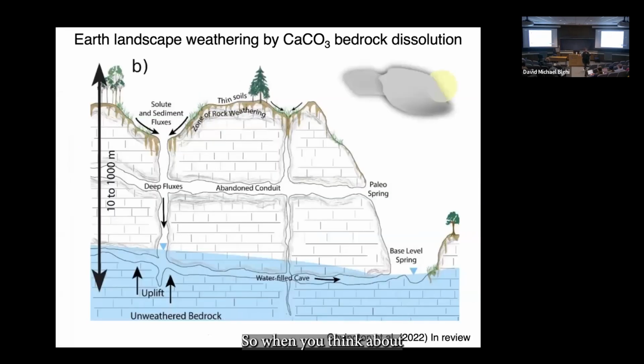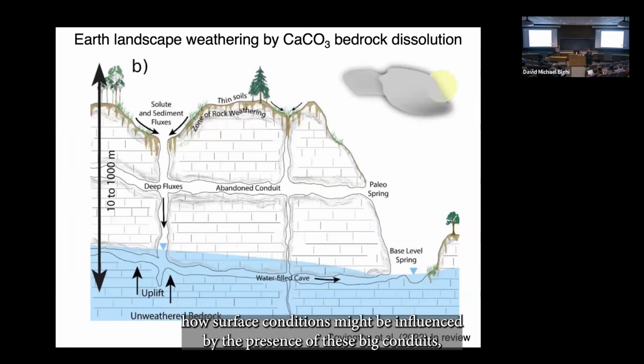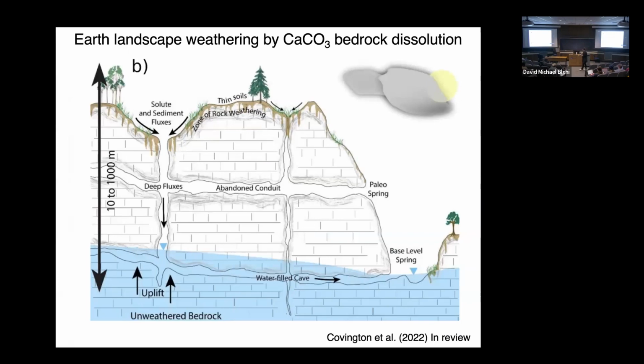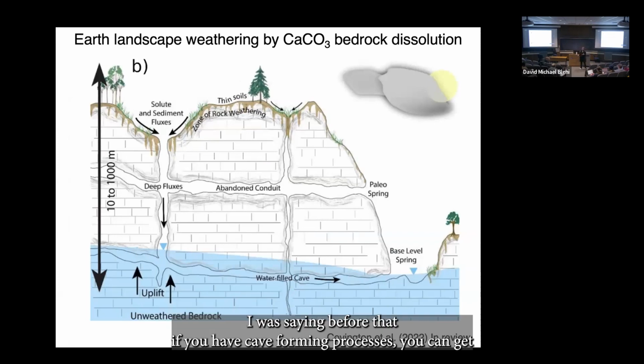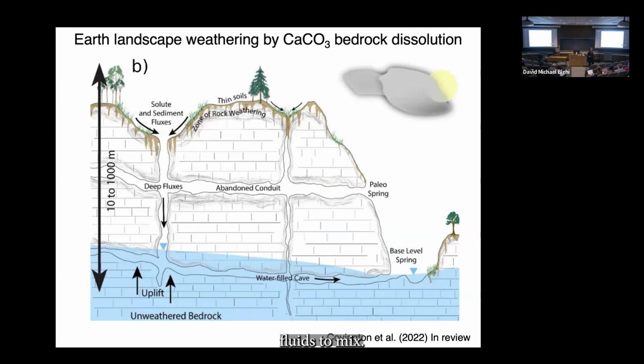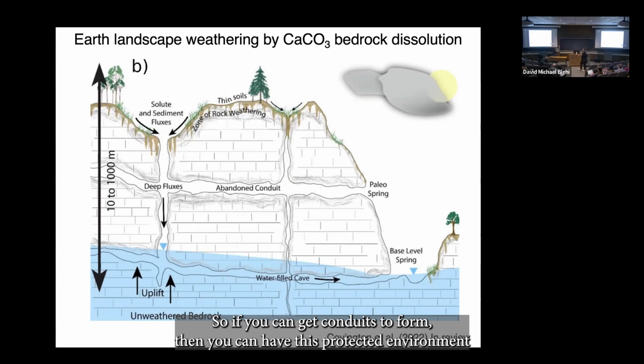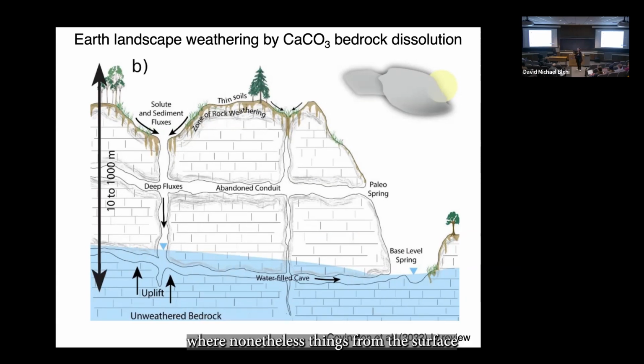So when you think about how surface conditions might be influenced by the presence of these big conduits, I was saying before that if you have cave forming processes, you can get fluids to mix. So it's a way to get stuff from the surface quickly down pretty deep, up to 2 kilometers deep, in a place where ionizing radiation and UV can't really reach. So if you can get conduits to form, then you can have this protected environment where nonetheless things from the surface can flow by gravity into that deeper place. And the conduits just make that happen much more quickly.